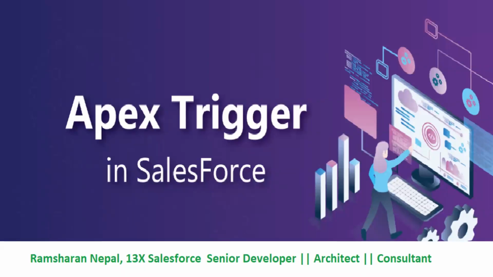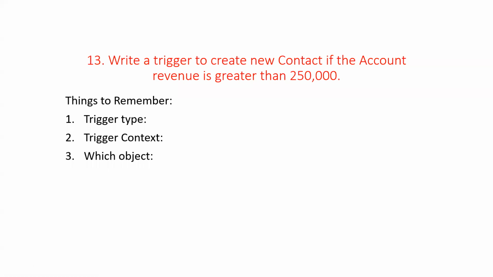And this is Apex Trigger class where we are discussing the Apex Triggers best practices and we are starting a couple of the Salesforce Apex Triggers examples. So this episode is about the Apex Triggers 13th scenario. And in this episode, we are trying to solve the problem of creating a new contact in the account object, which will be the related record on that account. And that happens if the revenue field of the account is greater than 250,000.